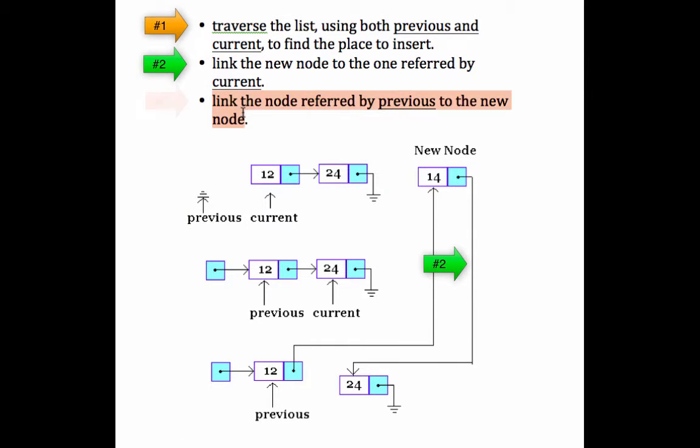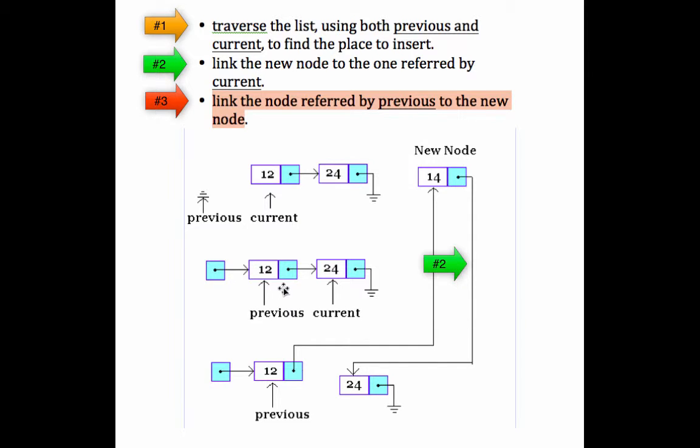The third step is to connect the rest of the list to the new node. So what is the rest of the list? The rest of the list in here happens to be just 12. So I need to connect this 12 to the new node. So how am I going to do that? I need to change the value of this field, the next in the node that has value 12.